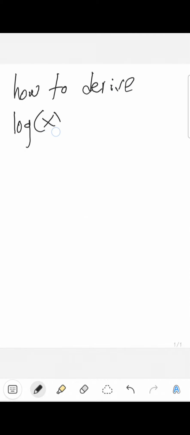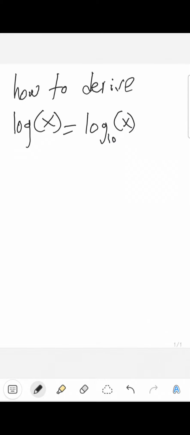Let's look at how to derive log of x. Okay, so we know that for a log that doesn't have a base, we have to assume that the base of that log is equal to 10. This means that we will have log x base 10.